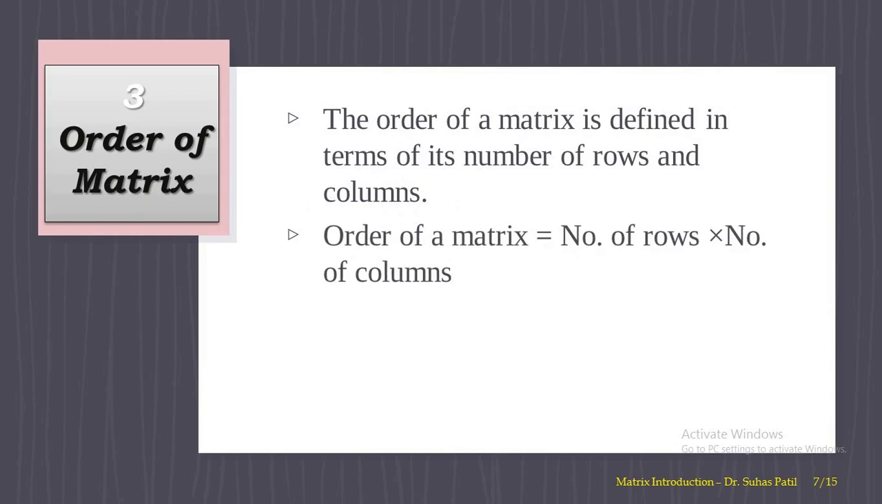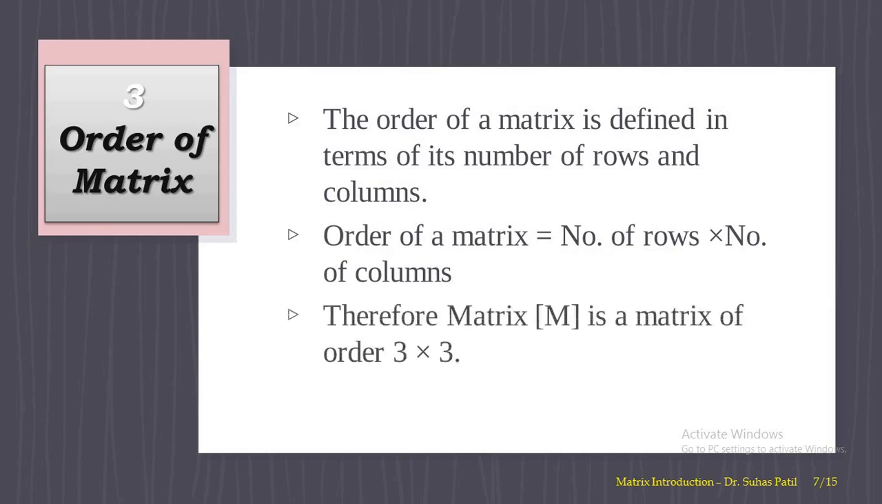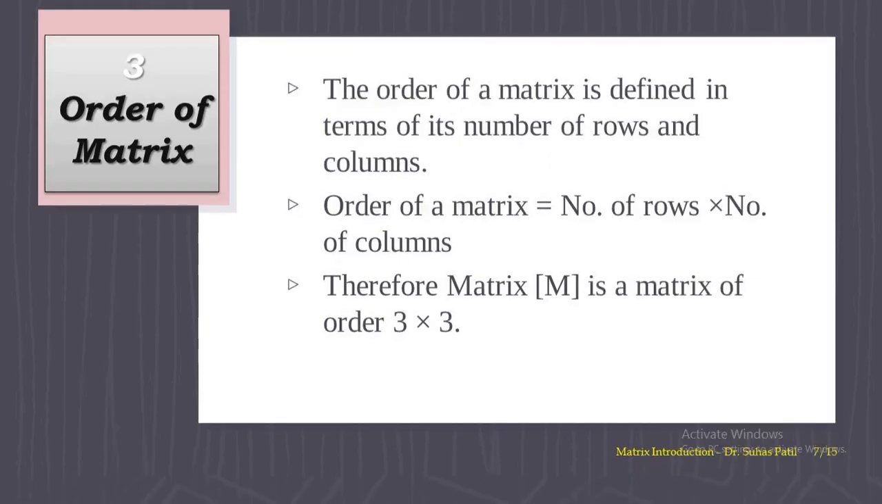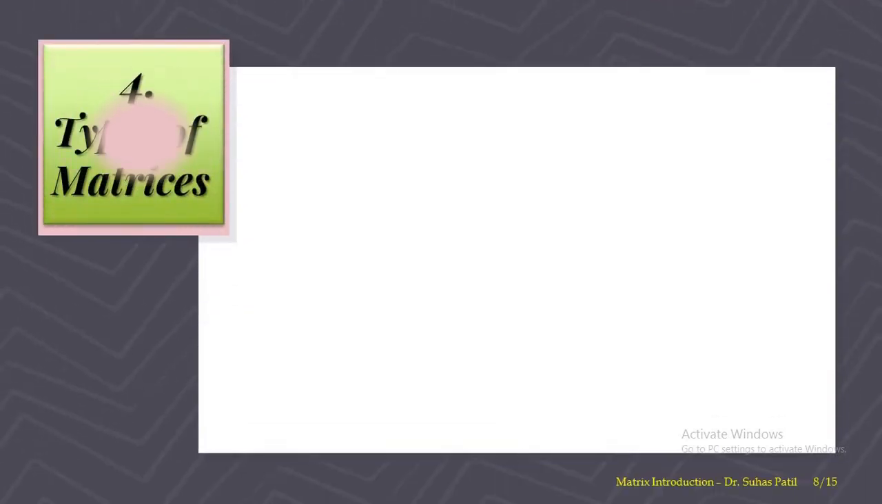That is, the order of the matrix is equal to the number of rows times the number of columns. Therefore, in the previous matrix capital M, we have 3 rows and 3 columns. So the simple multiplication of rows and columns is nothing but the order of the matrix. Here, in the previous matrix capital M, 3 rows into 3 columns is the order of that matrix. Then next, we are going to see types of matrices.